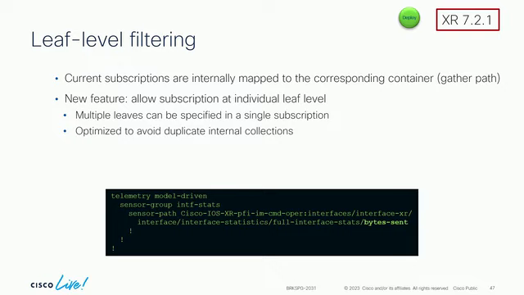So in this scenario, you are just avoiding streaming too much information which you don't need, and it helps you to offload the network consumed by telemetry. So those are leaf filtering, regex filtering, and a small nice feature which just makes consumption of telemetry a bit easier.